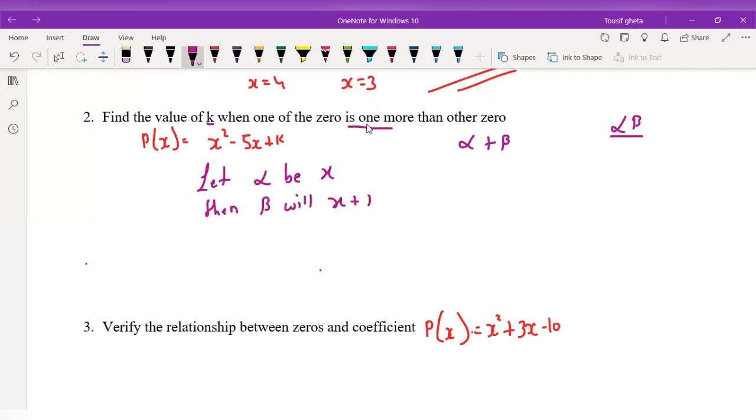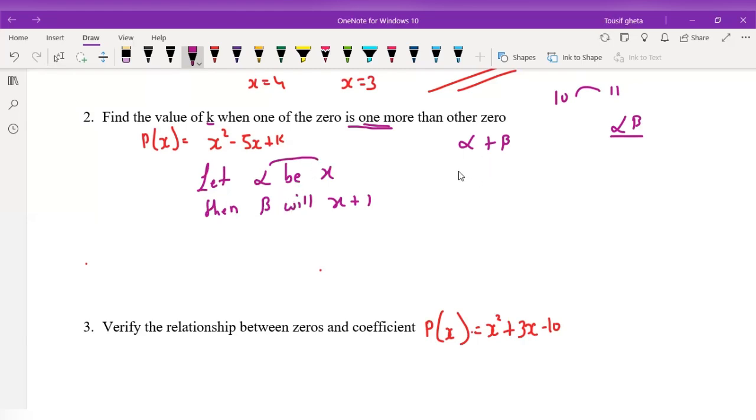They are saying one more than the other. If one of the members has 10 rupees, another will have 11 rupees, because he has one extra. So I took alpha as x, then beta will be x plus 1.